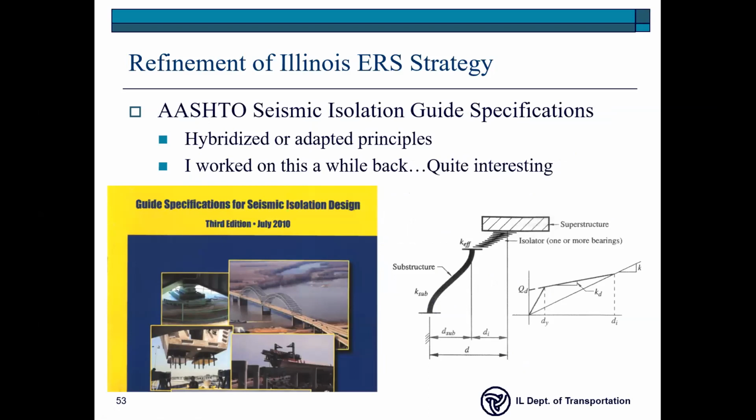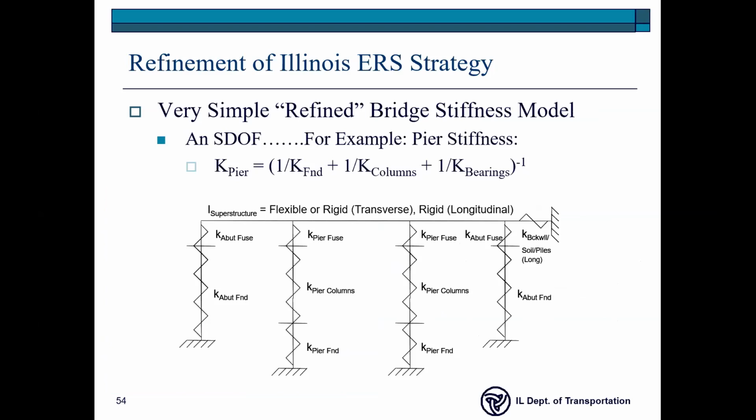And to do this, we kind of have to do a hybrid of actual seismic isolation principles. So it's like taking seismic isolation principles and adapting them to quasi-isolation. And I actually do know a fair amount of this. I've worked on this guide specification at the AASHTO one. It was pretty interesting.